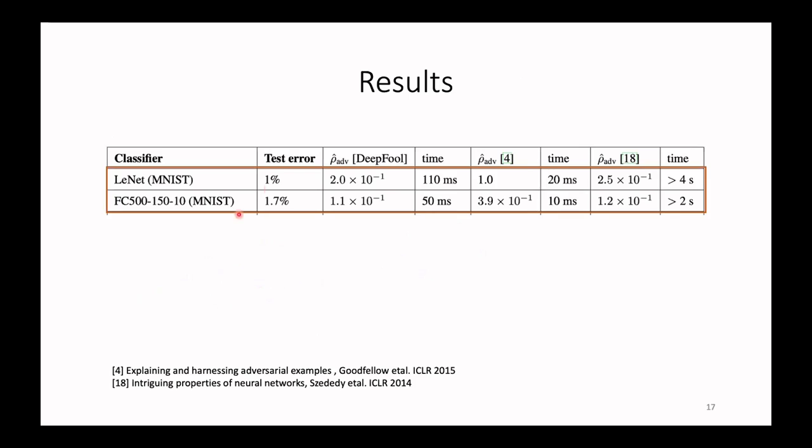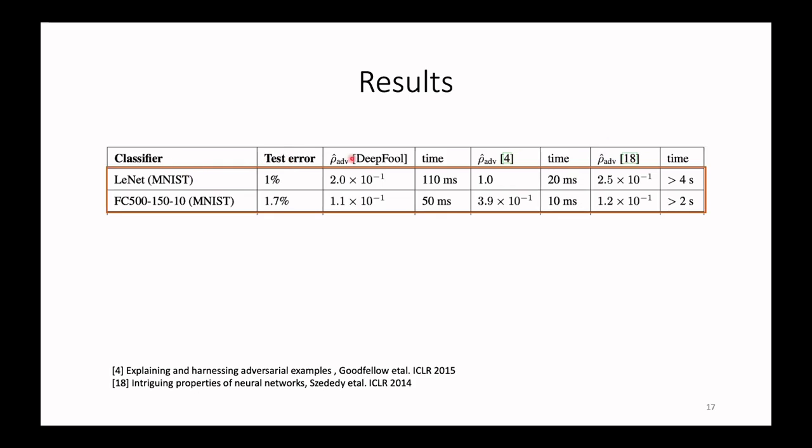We see here the result of this comparison for DeepFool with two other methods. This one is the fast gradient sign method that adds a small perturbation to the image based on the sign of the gradient of the loss with respect to the input image. And this one computes the minimum perturbation by solving a series of penalized optimization problems. And this column is the test error rate for the classifier.